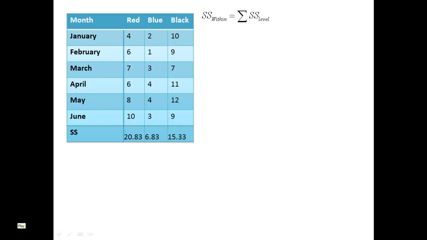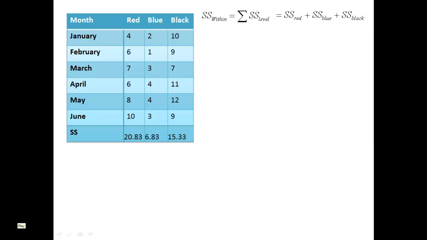So if you look at the formula for sum of squares within, you can see that it has the spotty looking E sign, which is a sigma. And the sigma just means that you are going to be summing across all of the things that are within the sigma sign. So you're going to be summing across the sum of squares for each level. I know that's a lot of summing, but it's okay. It's just addition, and addition never hurt anybody.